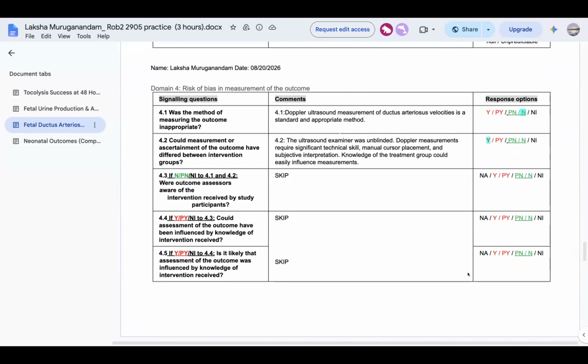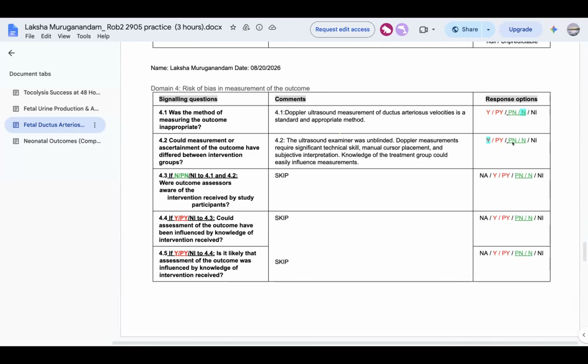Okay, for Domain 4, 4.1, Doppler ultrasound measurements of ductal arteriosus velocities is a standard and appropriate method. And her response was no. And I believe we all had the same answer. Yeah, it was a no.